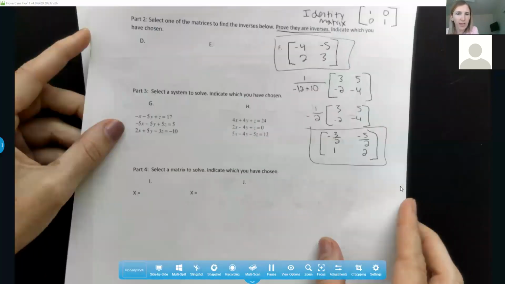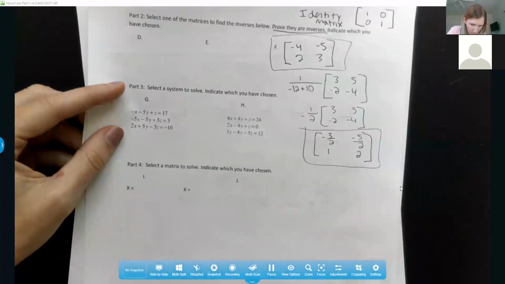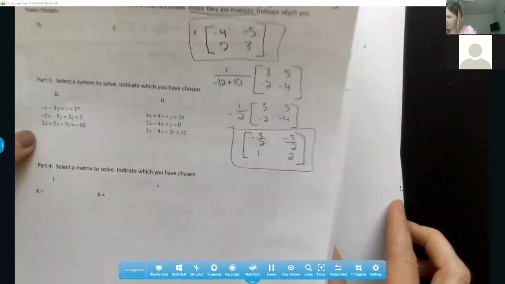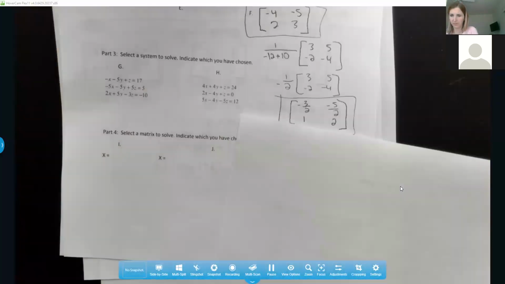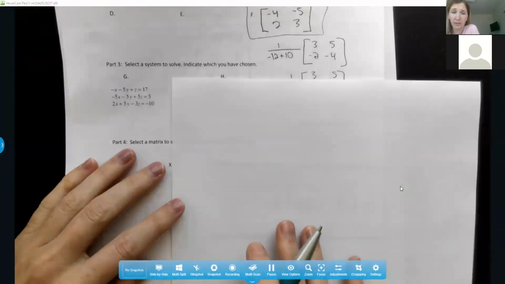Part 3, select a system to solve, indicate which one you've chosen, and then solve it. So let me get some scratch paper. I'm not sure which way you learned in class, but I'll just do the way that makes most sense to me, if that's okay with you.